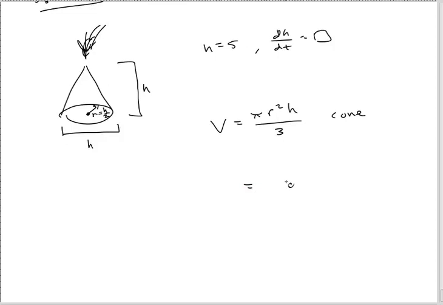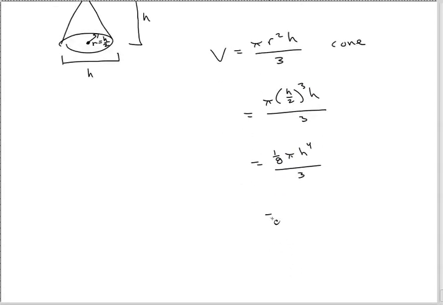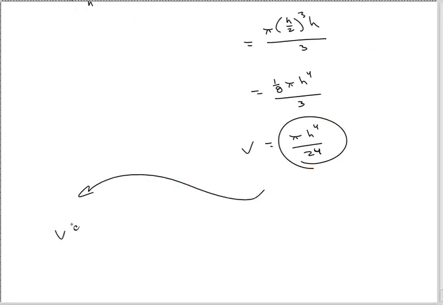Some things that I do know is that it's all based off the height. And so that radius here, I can change it to be h over 2. And so that's actually going to be 1/8 pi h to the 4th over 3. And we can do a little bit more math. So that's pi h to the 4th all over 24, I believe. I didn't do that in my notes, but okay. This is my volume. All right, so now V prime.